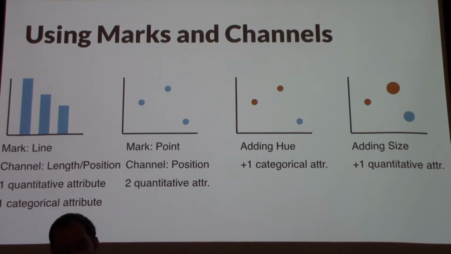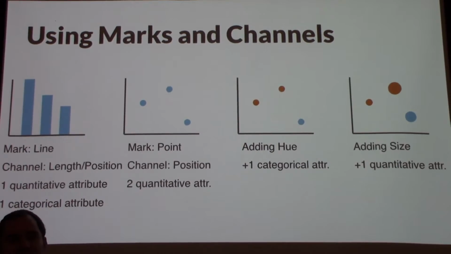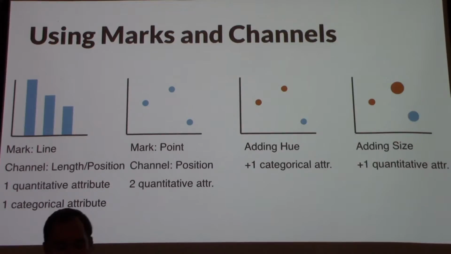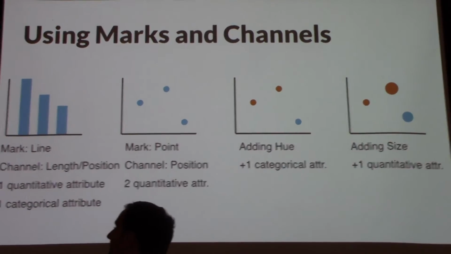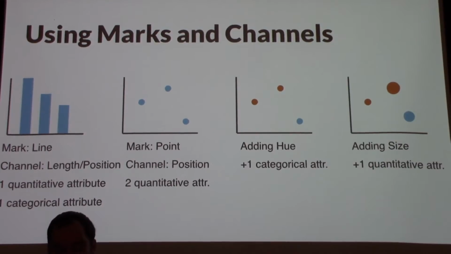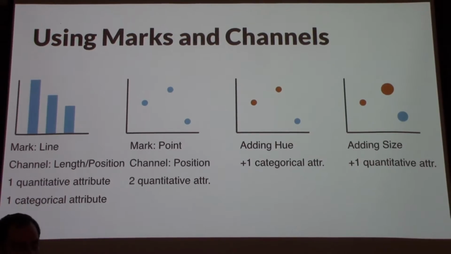When we want to use the marking channels, based on how we change them, we can encode different data with them. In this case, the mark is a line, and the channel is the length or position. We have one quantitative attribute, encoded by the length, and one categorical attribute. So this would be A, B, or C. These would be the categories. This is what a bar chart can do: a mixture between categorical attributes and quantitative attributes.